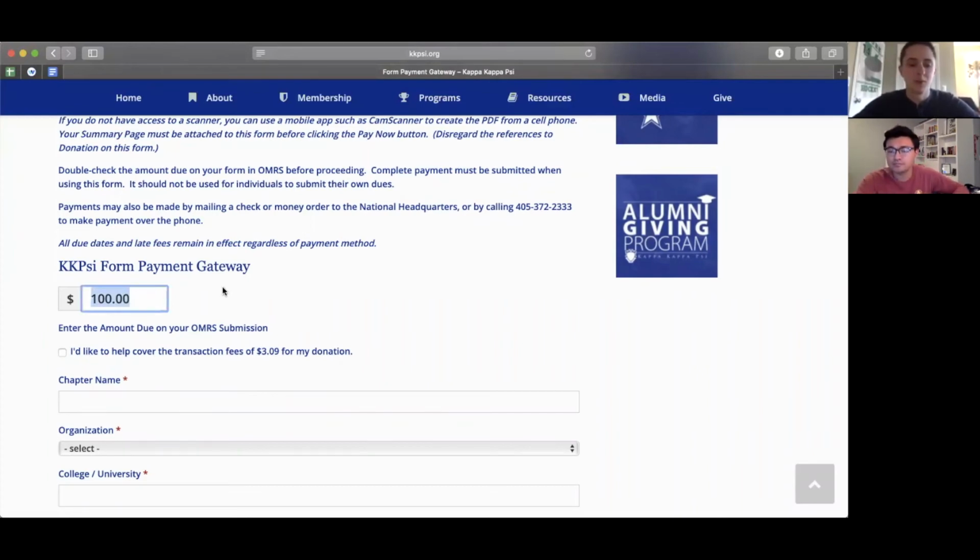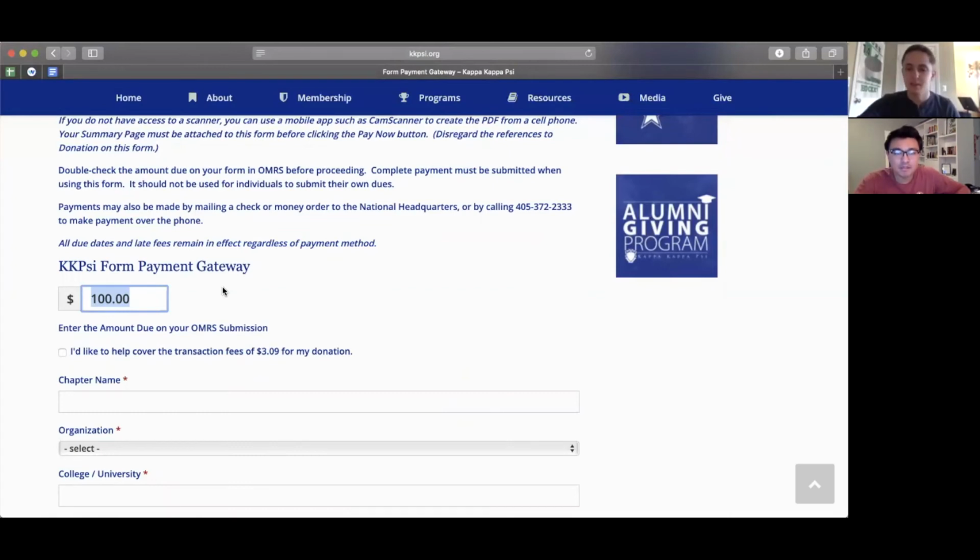One thing to note still is that it is really important that all of these payments happen at one time. So this amount that you're putting in here is going to be the total amount for all of your initiates. National headquarters does not process individual payments, so it's important to keep that in mind.